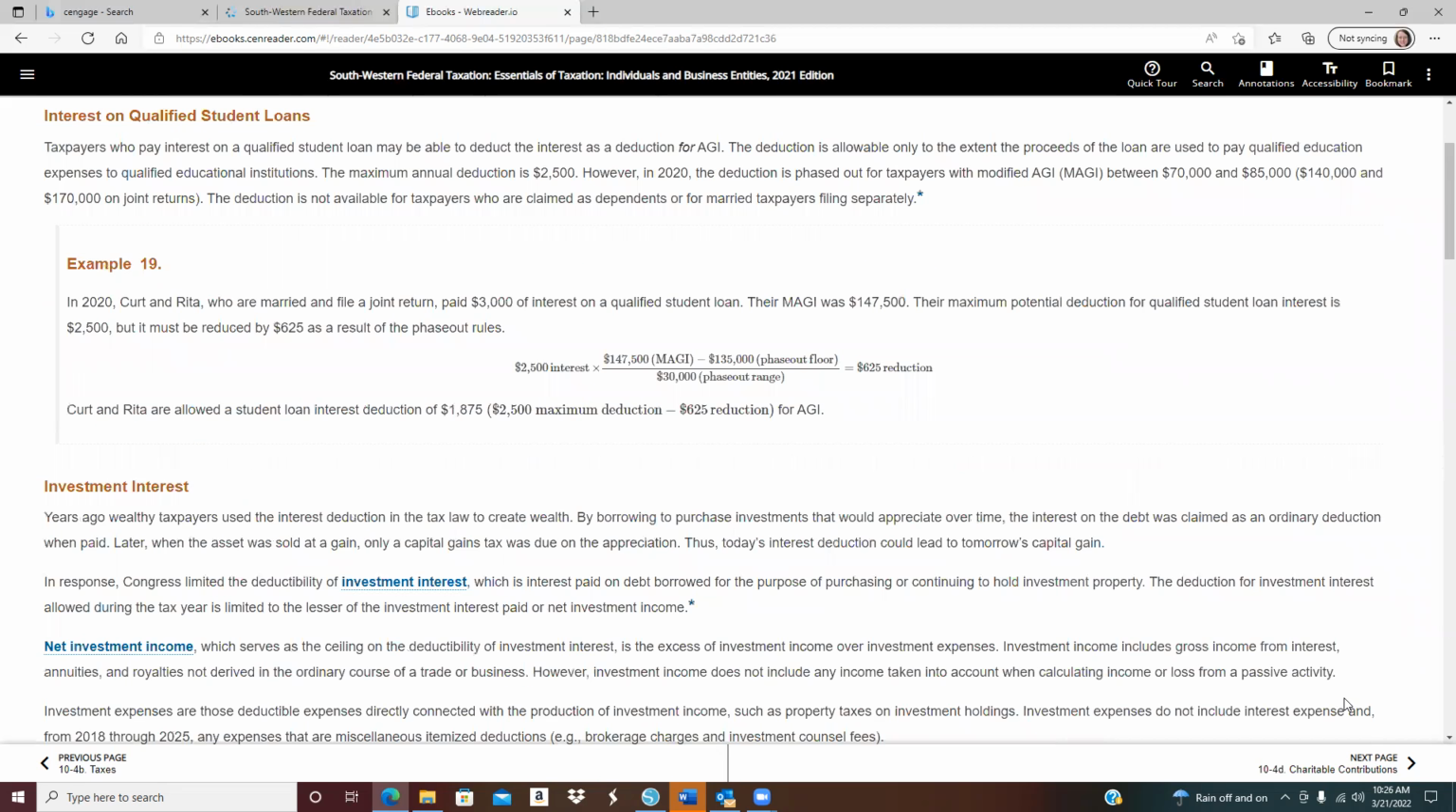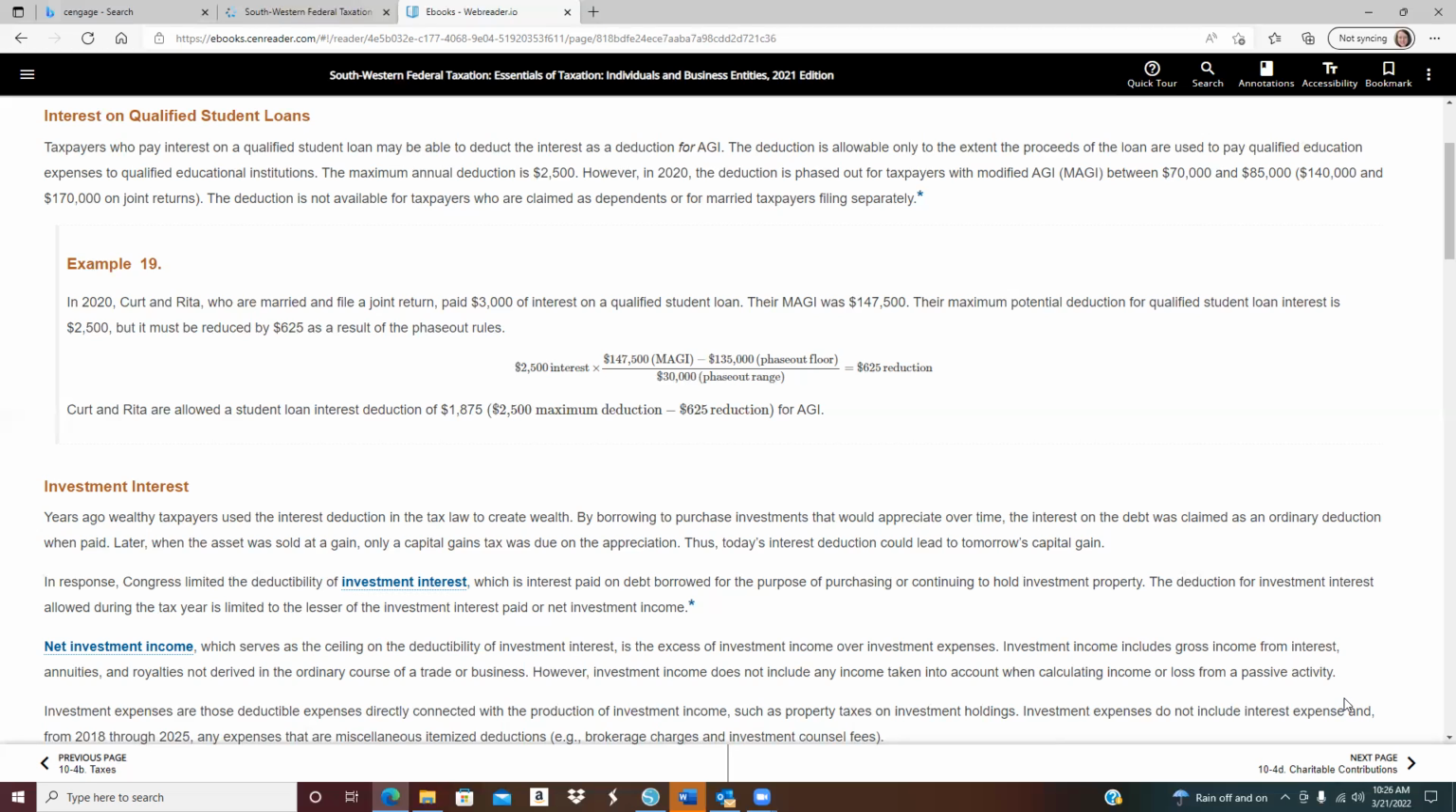All right, so let's look at a couple of examples. So we have interest on qualified student loans. Taxpayers who pay interest take a deduction for adjusted gross income. The deduction is allowable only to the extent the proceeds of the loan are used to pay qualified education expenses to a qualified education institution. Okay. The example below shows how you can calculate it.